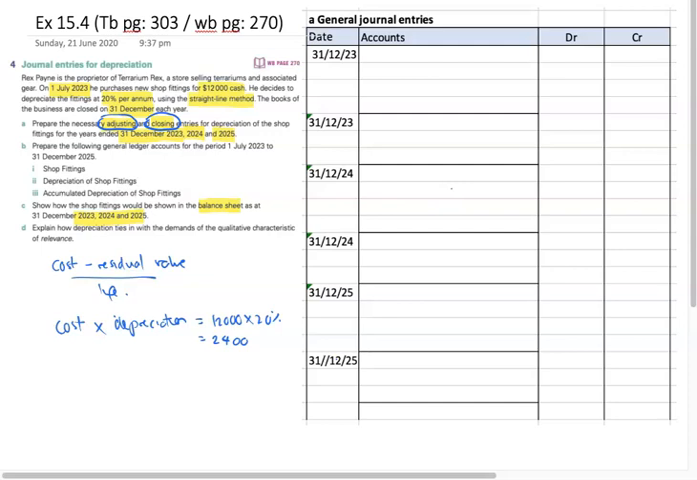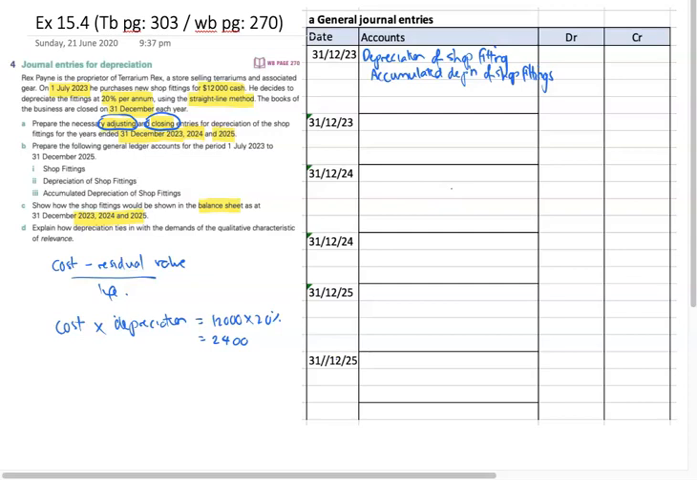So we have shop fittings. The first thing we're going to have to do on 31/12, so 31st of December 2023, is record the depreciation for that period. We are going to record this as depreciation of shop fittings. And we're also going to recognize that there is an accumulated depreciation of shop fittings, and hopefully you will have more room than me.